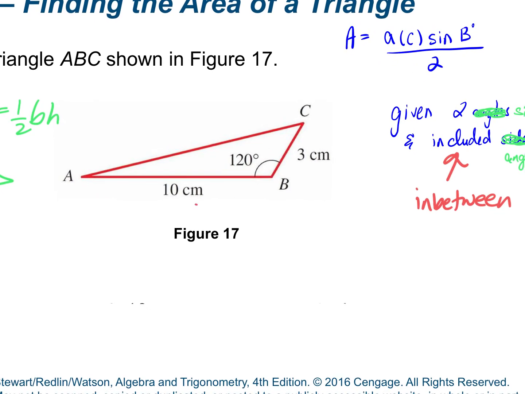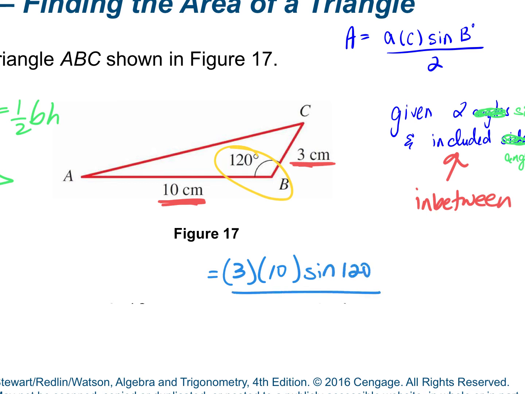So look, I have a side here and I have a side here. Do I have the angle in between those 2 sides? Yes. So all you do is take one of the sides and multiply it with the other side, and then multiply it by the sine of the included angle and divide by 2. You can do this in your calculator.